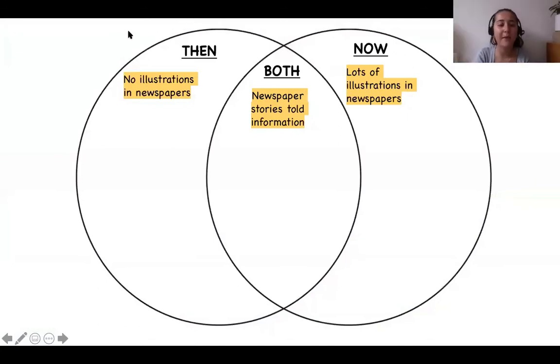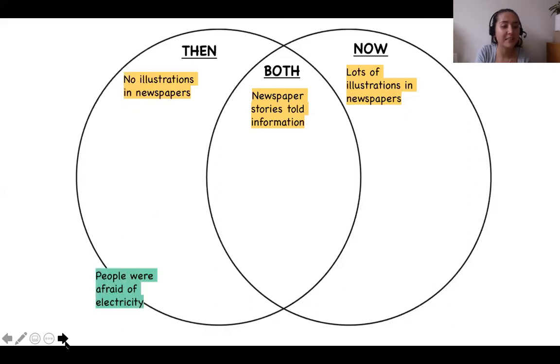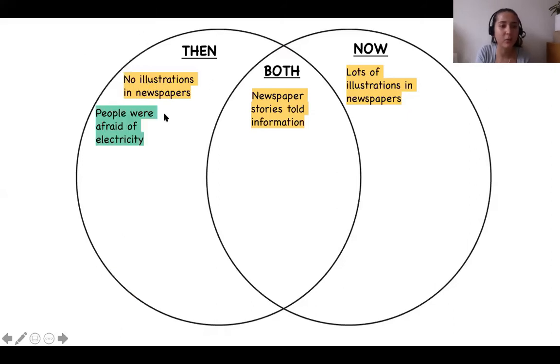Okay, what can we say about electricity then? Baldy: People feel scared about electricity. Very good. People feel or felt scared about electricity. So people were afraid of electricity. Good job, Baldy.